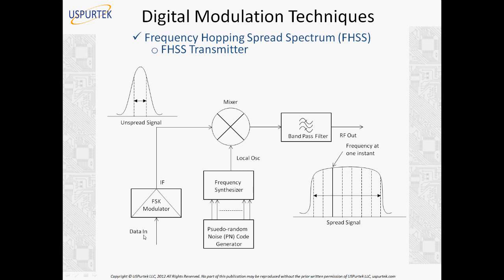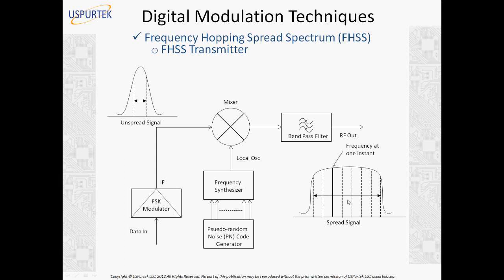But we hop the frequency in the local oscillator. So the output signal will not have a constant frequency. It will be hopping from one frequency to another. And it hops frequency according to a certain PN code, a pseudo-random noise code, which has to be known at the other end of the receiver to retrieve the actual signal.